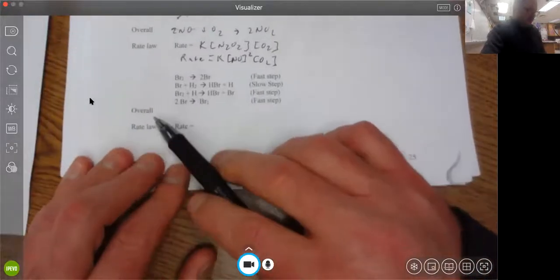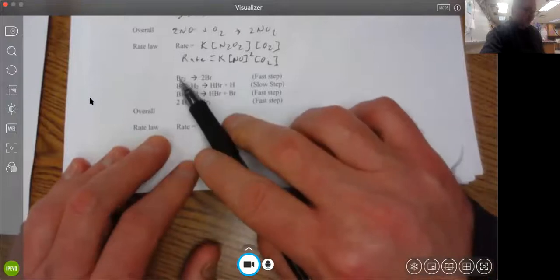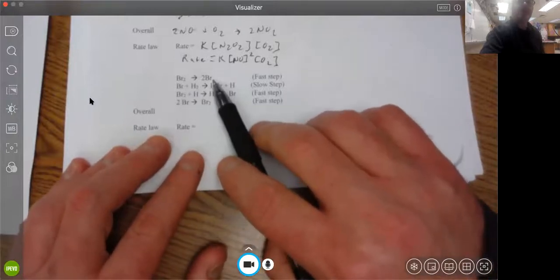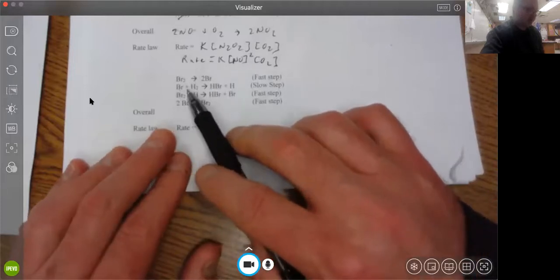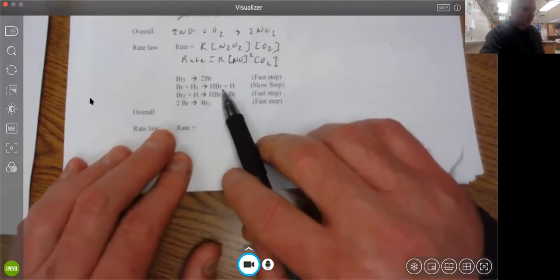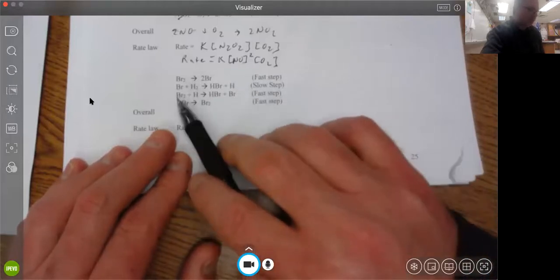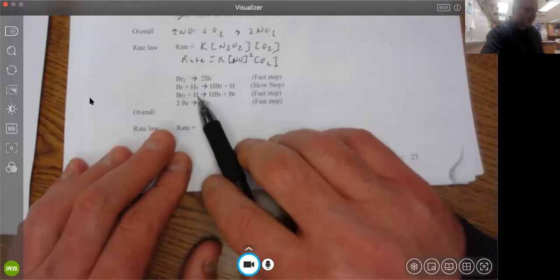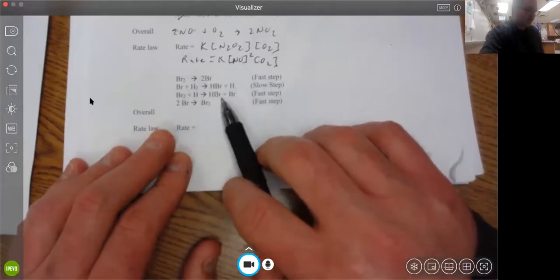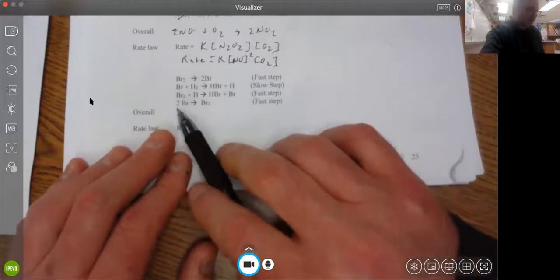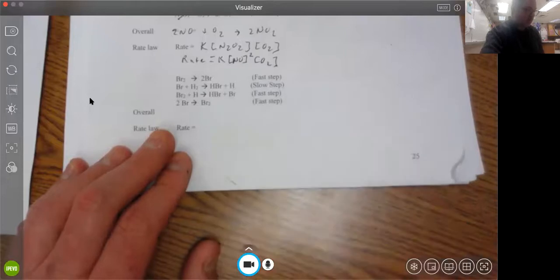All right, so now we have a big, huge jump. We have, first of all, bromine breaking down. We probably have light or something like this here to break that down. Then we have Br plus H2, yielding HBr plus H. That's the slow step. We then have Br2 also reacting with the H that was formed here to make HBr and Br. And then we have 2Br forming back into a Br2.